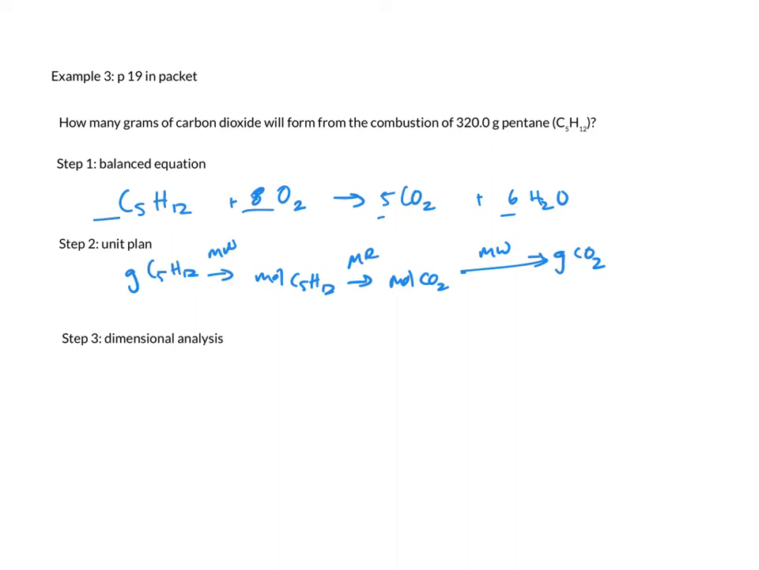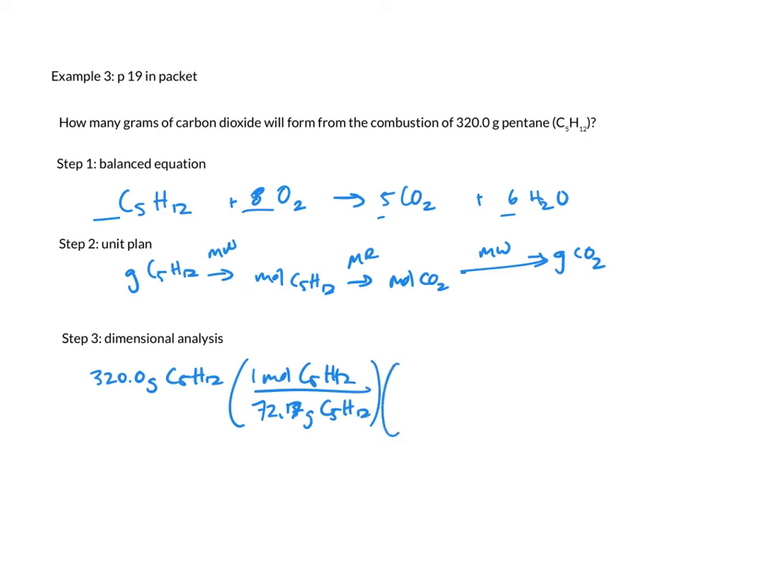Okay, so setting that up dimensional analysis-wise, 320 grams of C5H12. Molar mass of that turns out to be 72.17 grams per mole. So for every 1 mole, C5H12 weighs 72.17 grams.